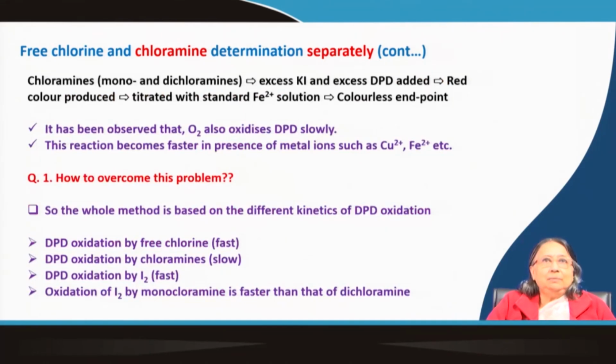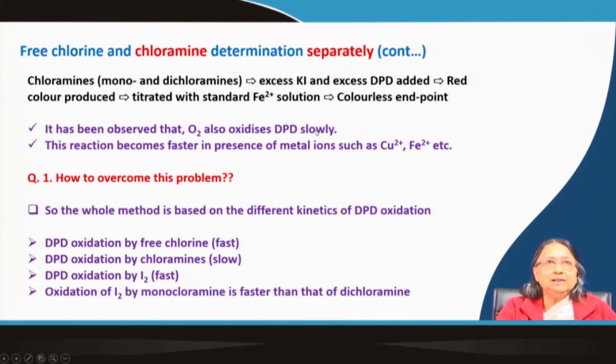Free chlorine and chloramine determination separately, the same thing, is written in a nutshell. Chloramines, mono and dichloramine: excess KI and excess DPD are added, and the red colored product is titrated with standard Fe2+ to a colorless end point. It is the combined result, so both are reacting, because you have added excess.